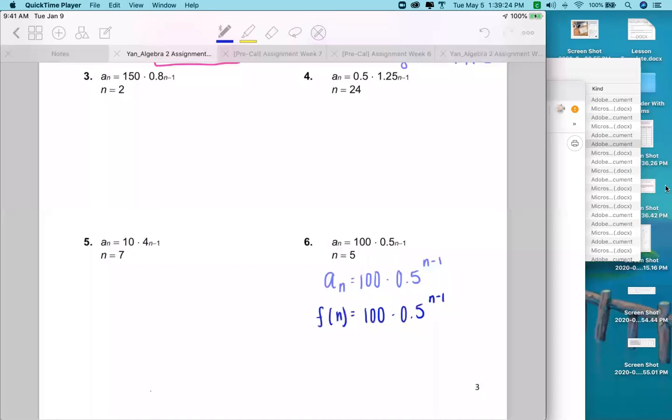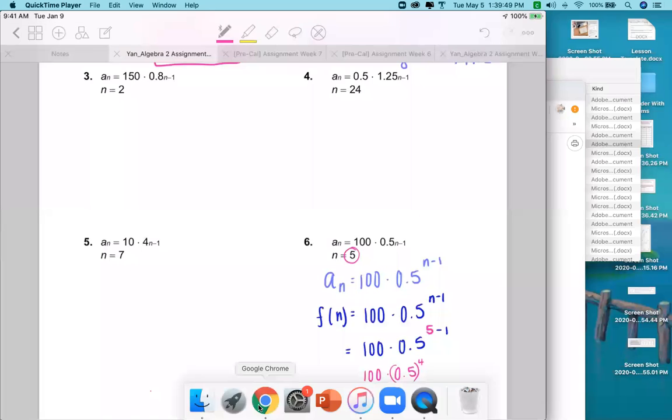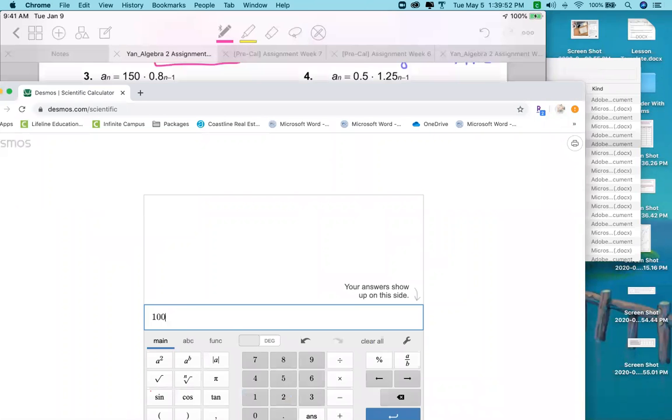And now up here, I'm gonna put a 5 because that's what they want. Really, if you put it in the calculator, it would be 100 times 0.5 to the 4th power. And we just need to type that in. 100 times 0.5 to the 4th power. Yes, it's 6.25.